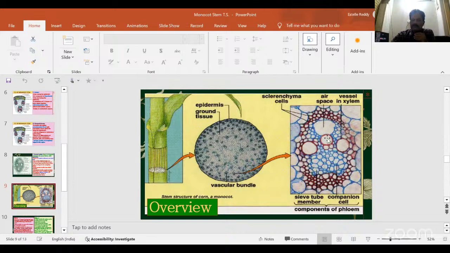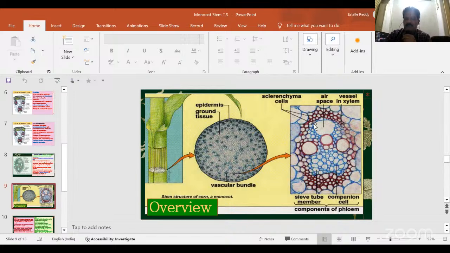And adjacent to the protoxylem, a large air space is seen. This air space is formed due to disintegration of protoxylem. That means in the initial stage, there were two metaxylem elements and two protoxylem elements. At later stages in the vascular bundle, one of the protoxylem elements disintegrates, leaving a large airspace. That's why this cavity is called lysigenous cavity.